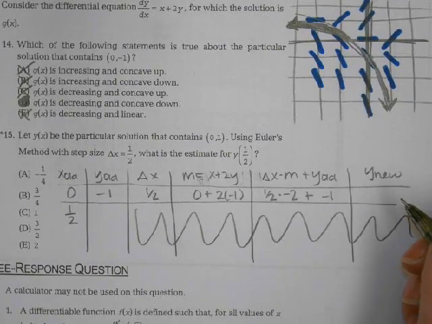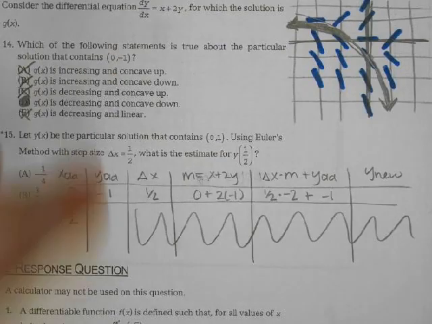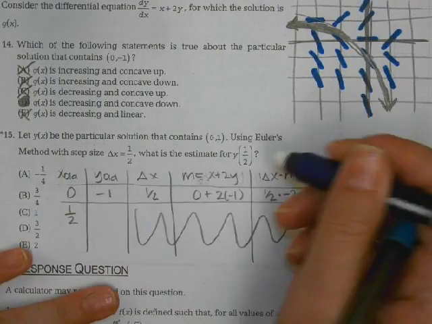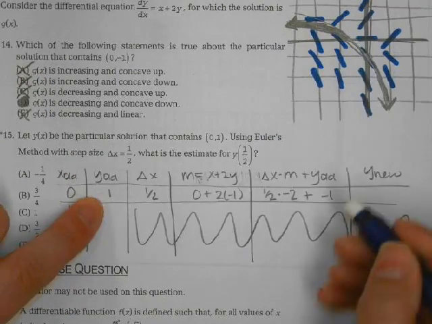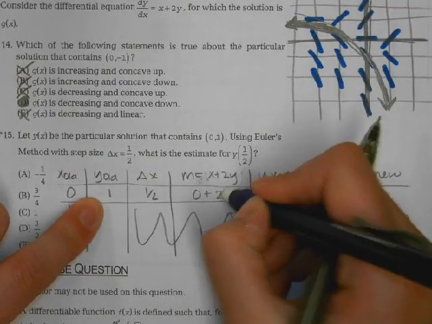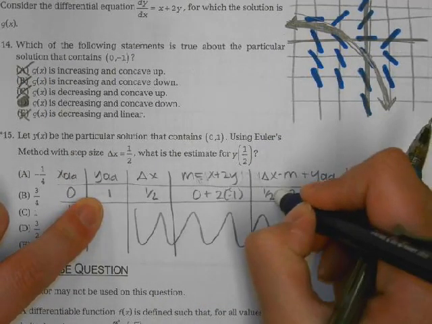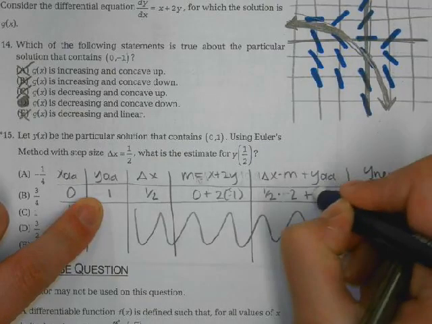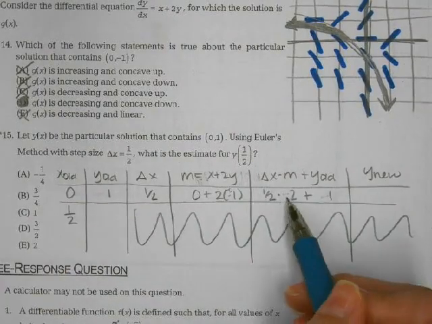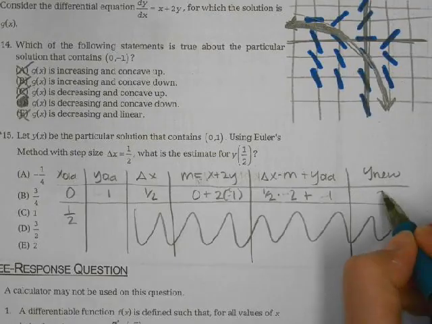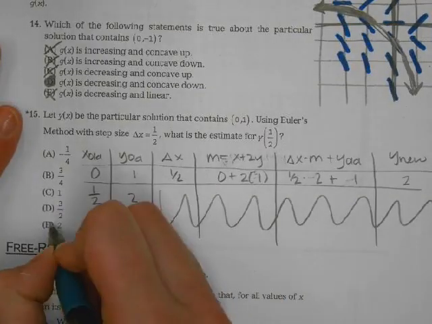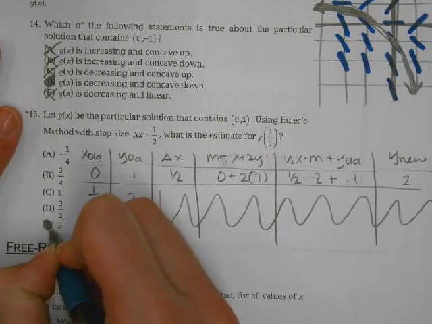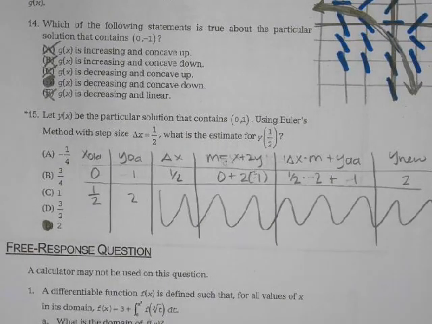Oh, this is a new problem. Sorry, I was using the initial condition from 14. This initial condition has 0, +1. All right, so 2 times 1/2 is 1. 1 plus 1 is 2. That was it. All right, so there is all of those.